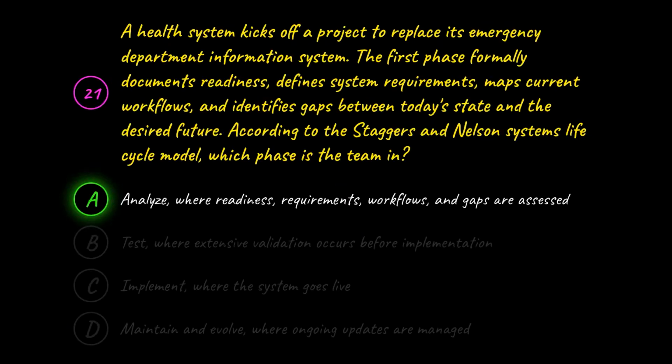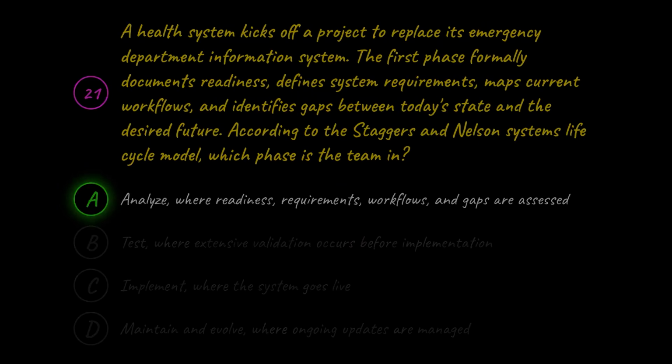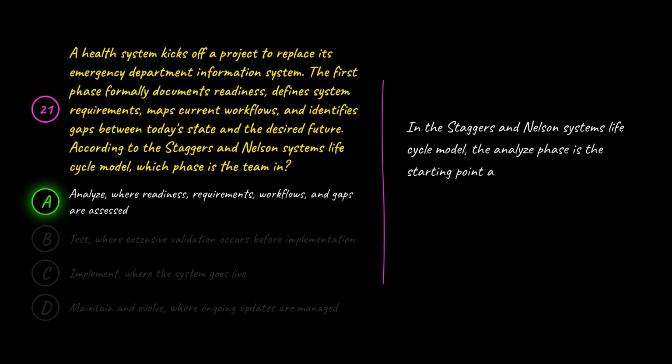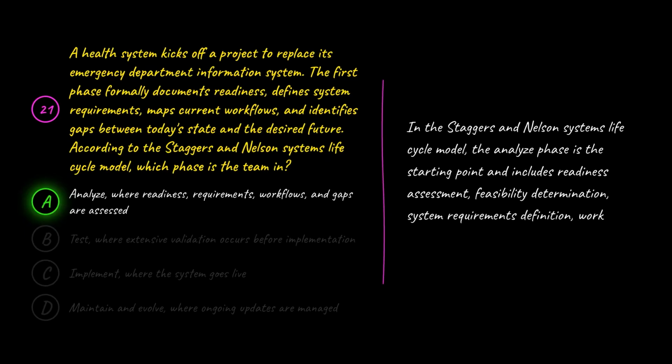The correct answer is A. Analyze, where readiness, requirements, workflows, and gaps are assessed. A is correct because in the Staggers and Nielsen Systems life cycle model, the analyze phase is the starting point and includes readiness assessment, feasibility determination, system requirements definition, workflow analysis, and gap identification. The work described maps directly to this phase.